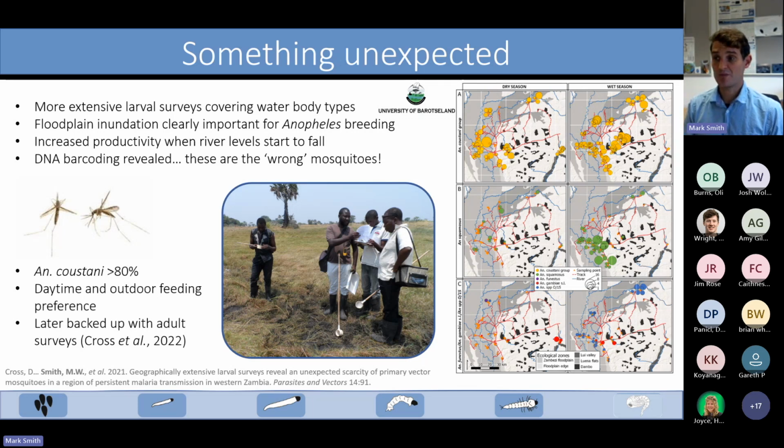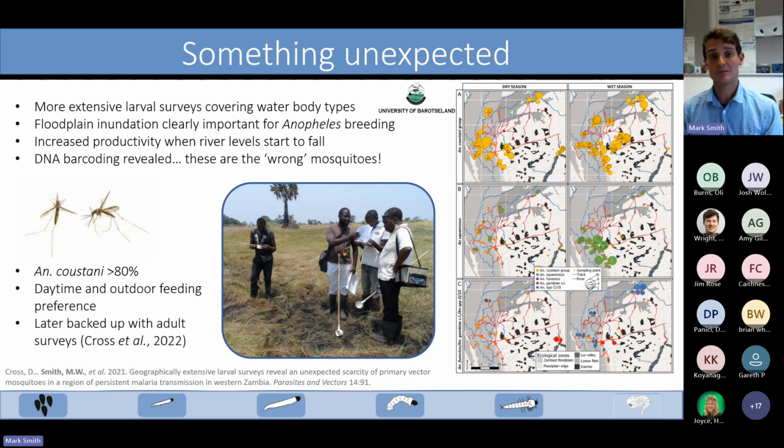So the most common vector was Anopheles coustani. This was not what we were expecting to find here. And these are kind of cooler floodplain water bodies that Anopheles coustani was breeding in. This is really, really significant and important because Anopheles coustani bites you during the day. It bites you outside. Okay, so when we're seeing the lack of progress with the bed net distribution, this is most likely the reason why.